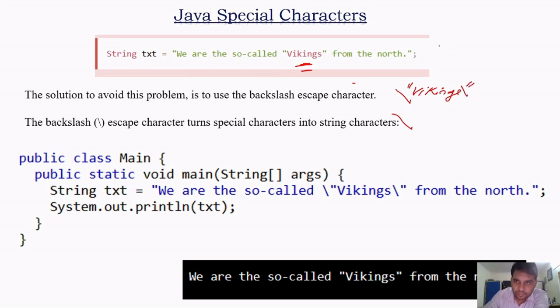Without knowing this command, what you might randomly do is start with a double quote, "we are the so called", then again a double quote, then write "from the north", then another double quote, and it won't get executed. So the special command suggested by Java is to use a backslash, then start with a double quote, write your text, then give a backslash again, then a double quote.